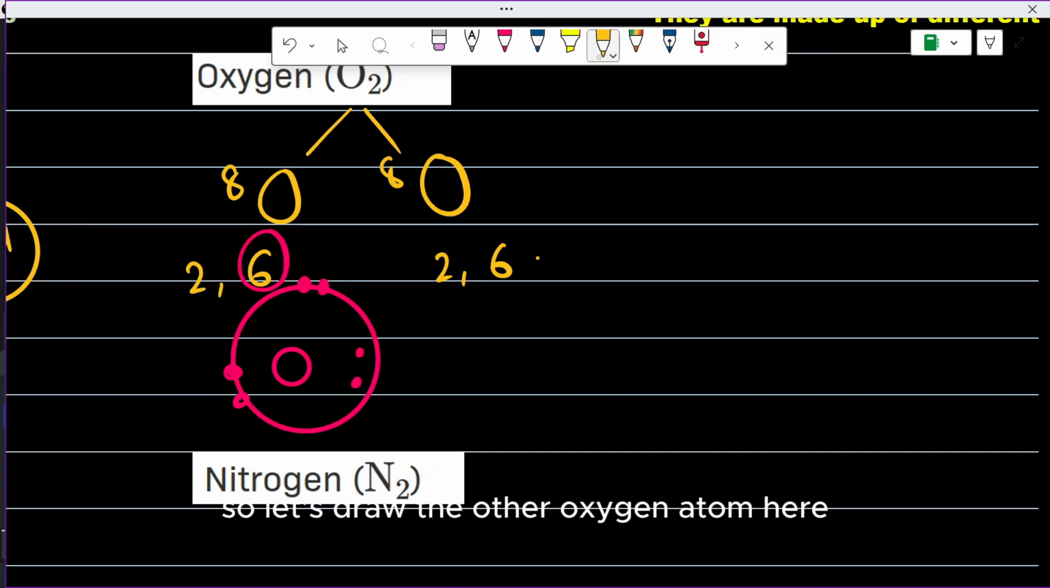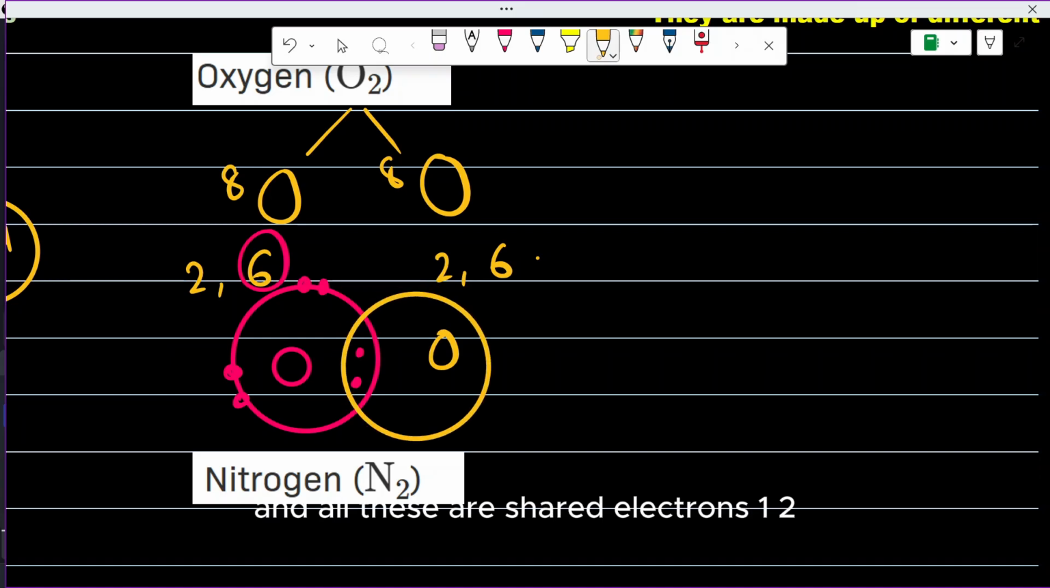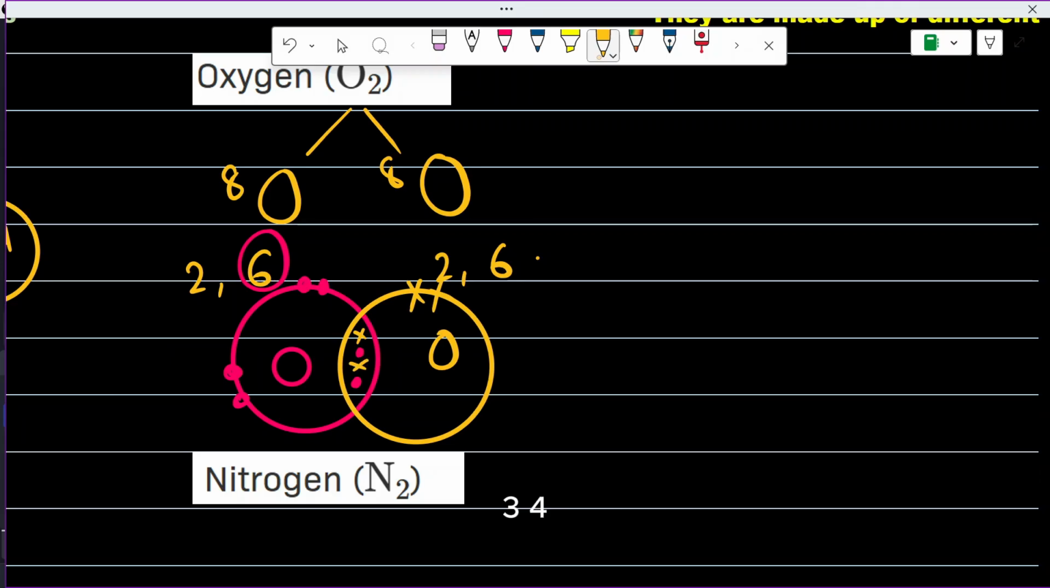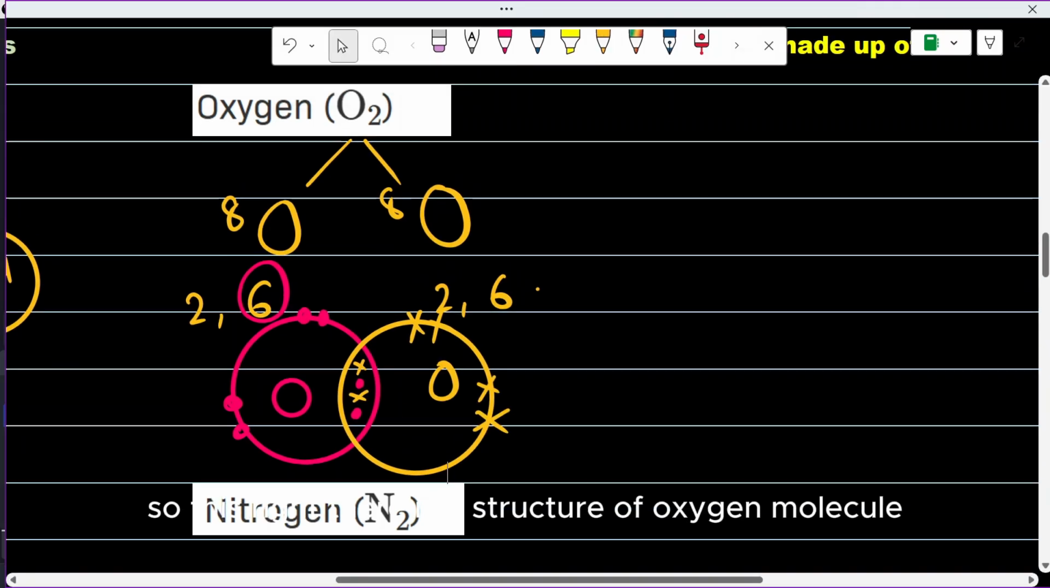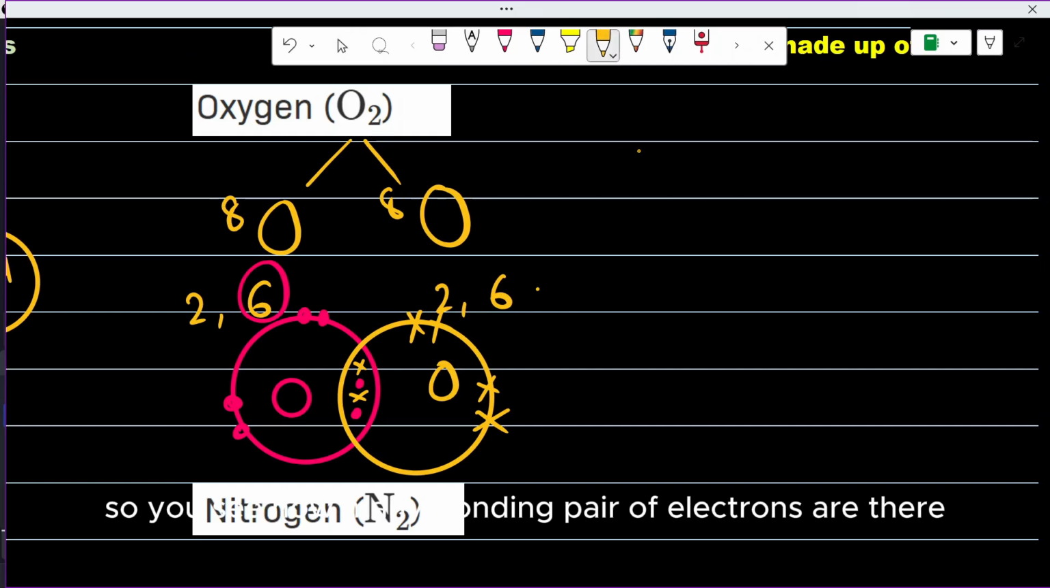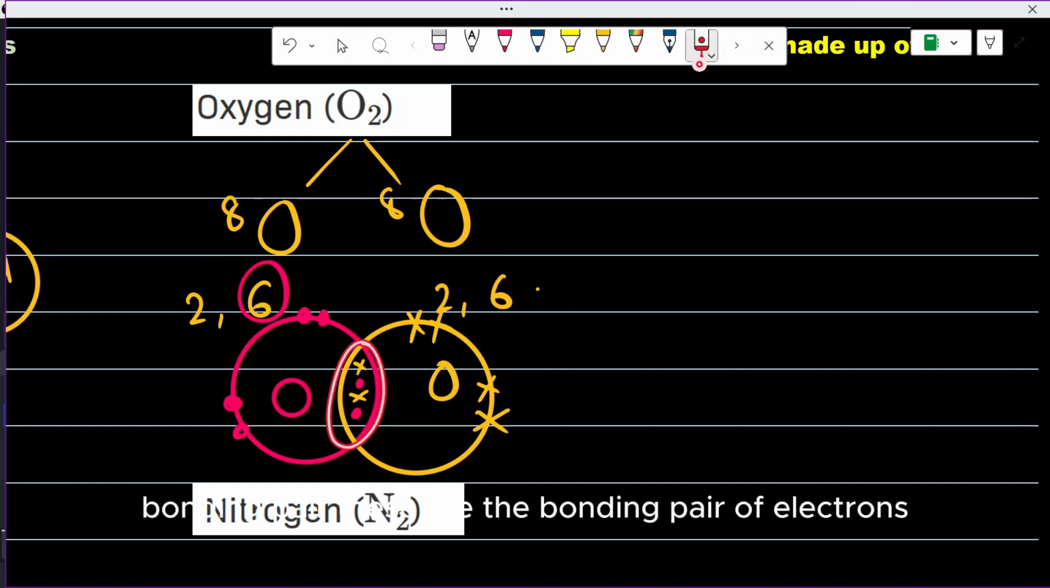So let's draw the other oxygen atom here. We have another oxygen atom, and all these are the shared electrons: 1, 2, 3, 4, 5, and 6, right? This is the structure of the oxygen molecule. You see how many bonding pairs of electrons there are? These are the bonding pairs of electrons. You will see 2 pairs.